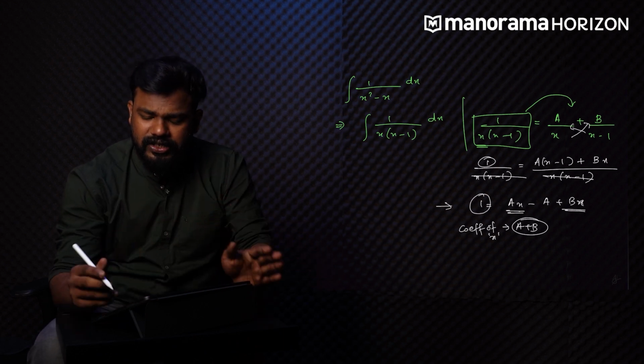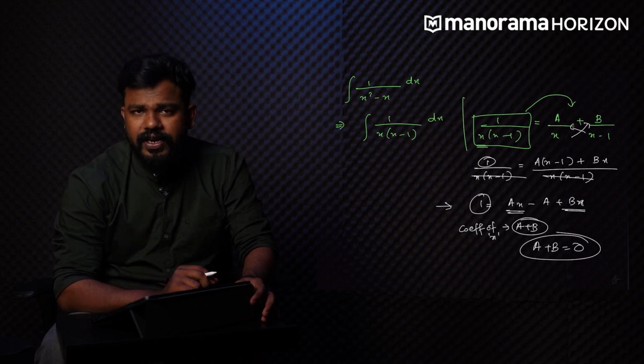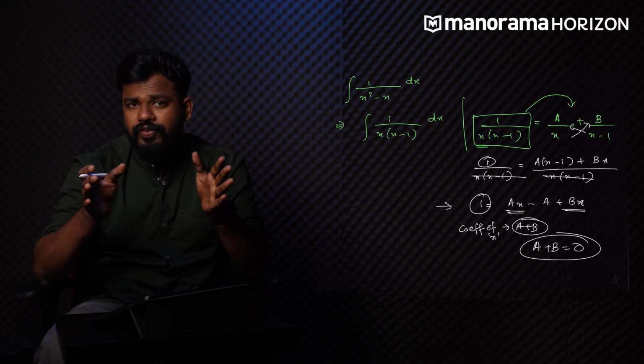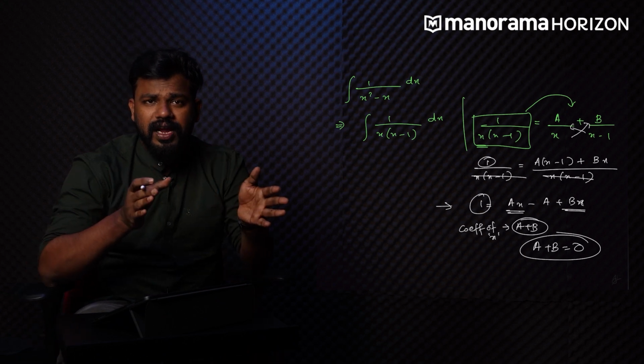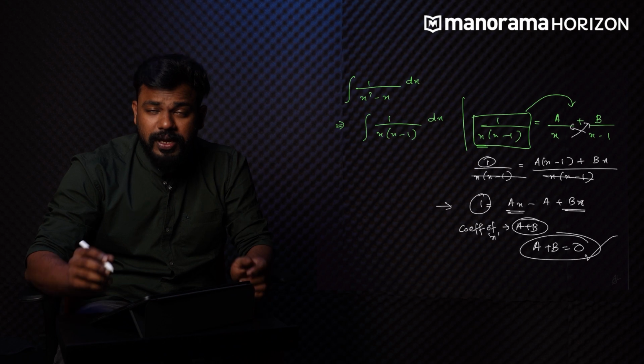Is there anything on the LHS? No. So can we write a plus b is equal to 0? Definitely we can write, because on the right side x has a combined coefficient of a plus b, and on the left side there is no x term, so that means the coefficient is 0. So a plus b is 0.